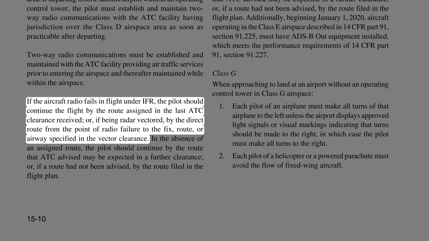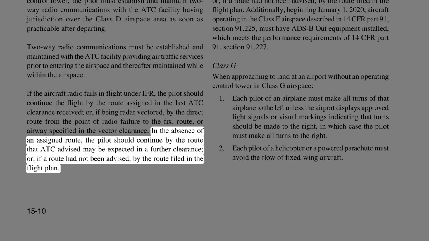If the aircraft radio fails in flight under IFR, the pilot should continue the flight by the route assigned in the last ATC clearance received, or, if being radar vectored, by the direct route from the point of radio failure to the fix, route, or airway specified in the vector clearance. In the absence of an assigned route, the pilot should continue by the route that ATC advised may be expected in a further clearance, or, if a route had not been advised, by the route filed in the flight plan.